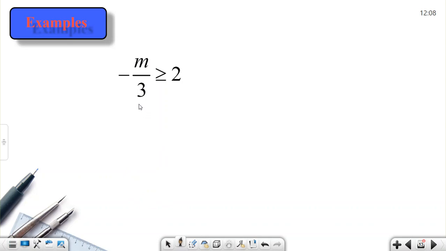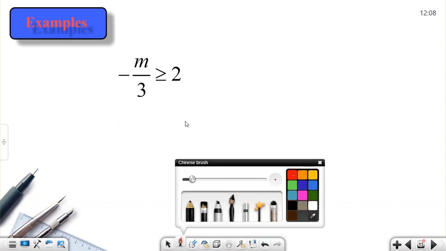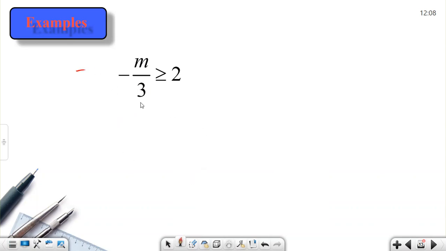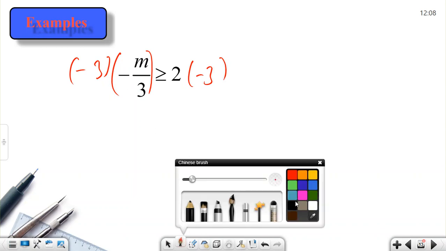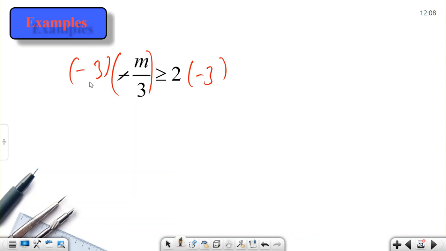Negative m divided by 3. I don't want negative m, I want positive m. Therefore, I need to multiply by a negative number. But negative what? As you see, there's a divided by 3. If I multiply both sides by negative 3, I can get m. Why? Negative multiplied by negative is positive.